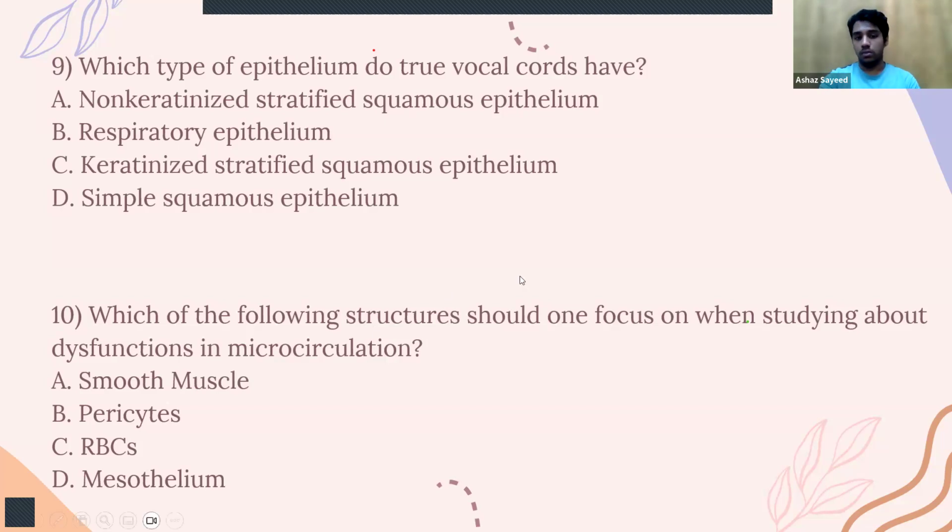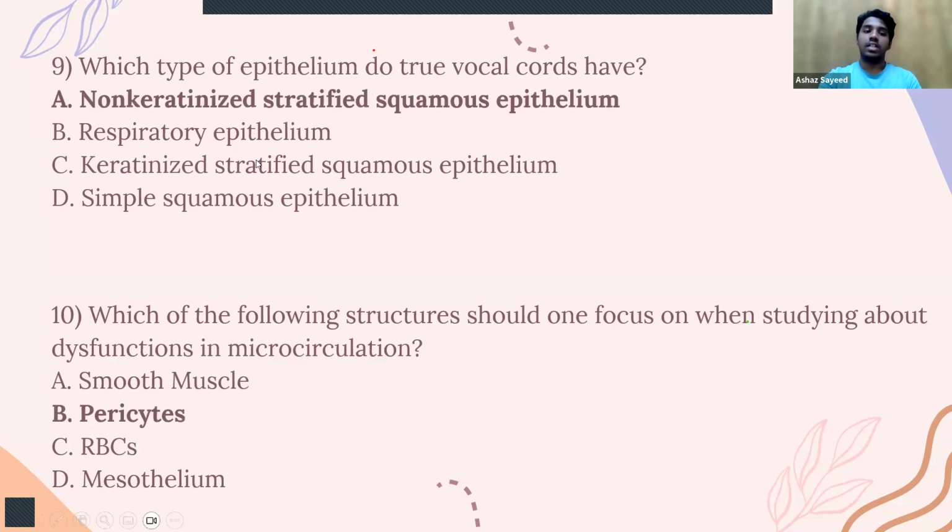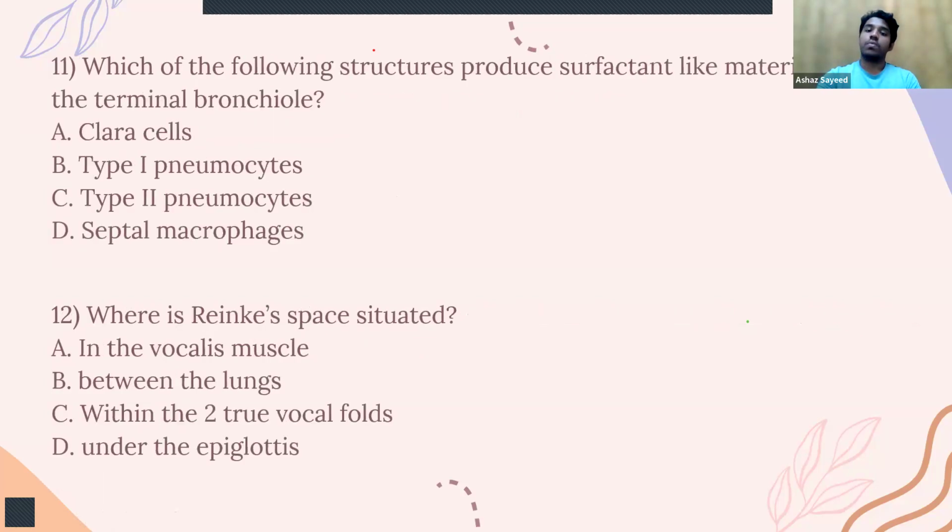Okay. So ninth one, the answer was A. Again, I told you, true vocal cords: non-keratinized stratified squamous epithelium. Please do not answer keratinized, okay? You will get confused. Non-keratinized. And the 10th one, pericytes. Pericytes are the most important cells in microcirculation, because capillaries usually have pericytes. So that's that.